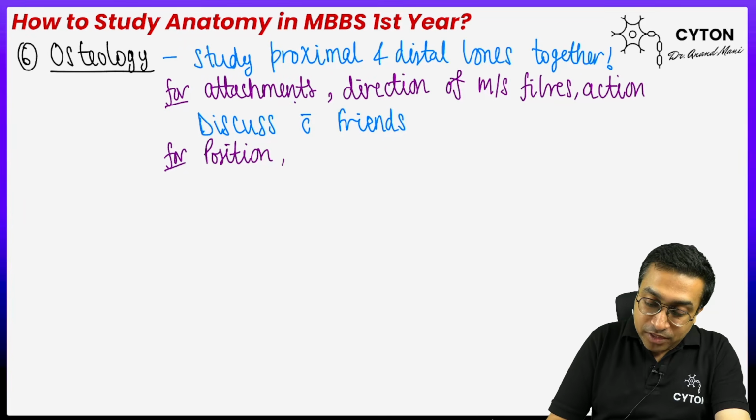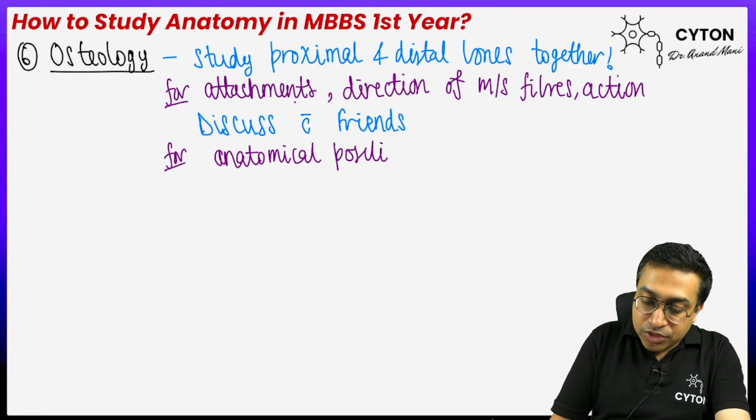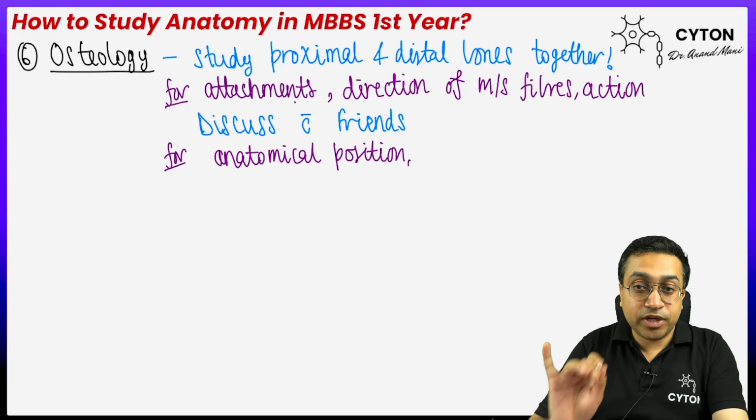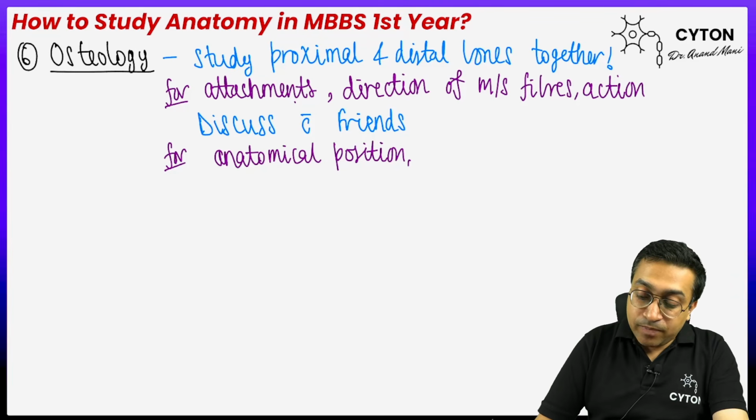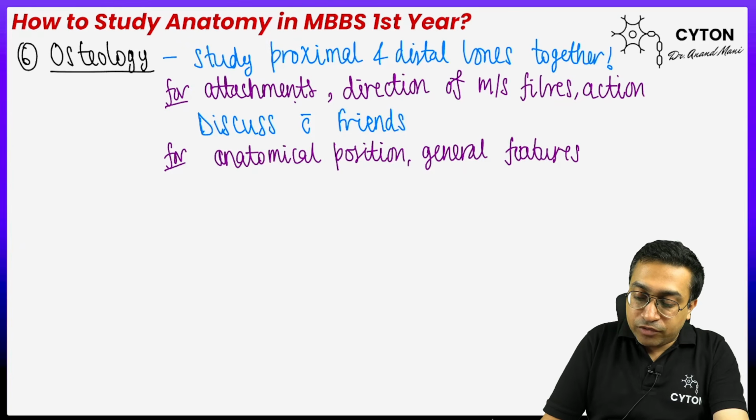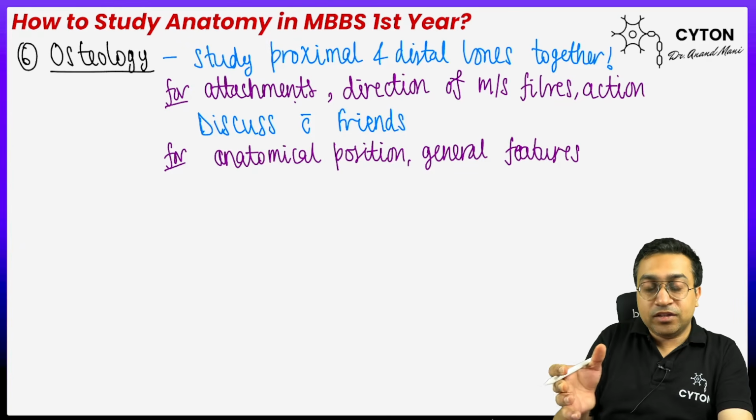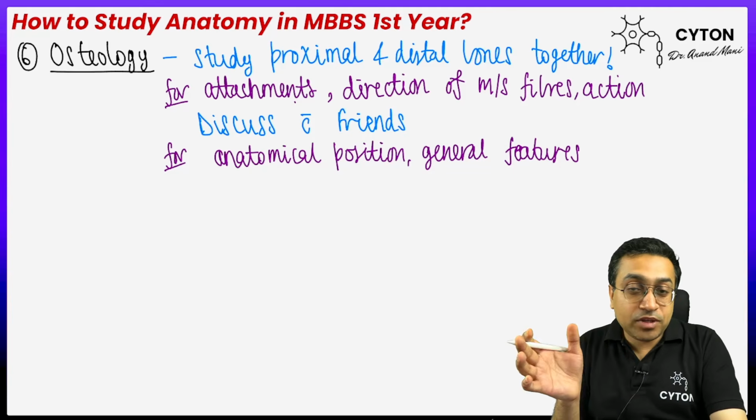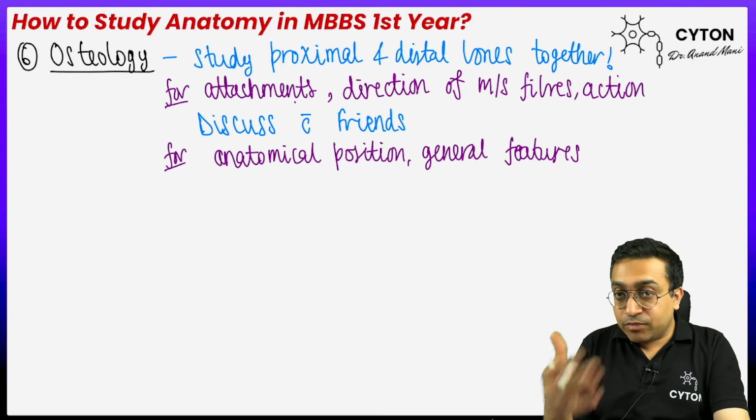Okay, so positioning, the anatomical position of that bone. Let me write it. For anatomical position, I'm talking about osteology only right now. Anatomical position, then general features. Like someone taught you humerus today, so you came to know for the very first time in your life that there is a trochlea, there is a capitulum, and you don't remember these names. So what you will do, you will teach someone, and you will remember better.